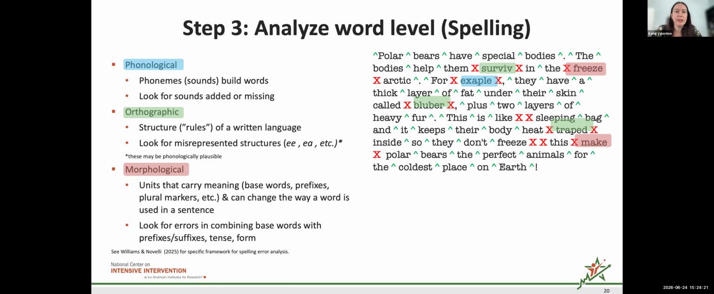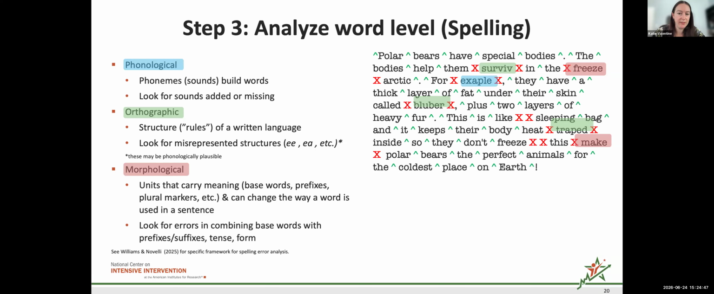So spelling can be considered in a number of ways, but it's much more helpful to break down what type of spelling error it is, rather than just saying the student struggles with spelling, because it has important implications for how it's instructed. So there are three types of spelling errors that I encourage you to look for in your student's writing sample. The first being a phonological spelling error.